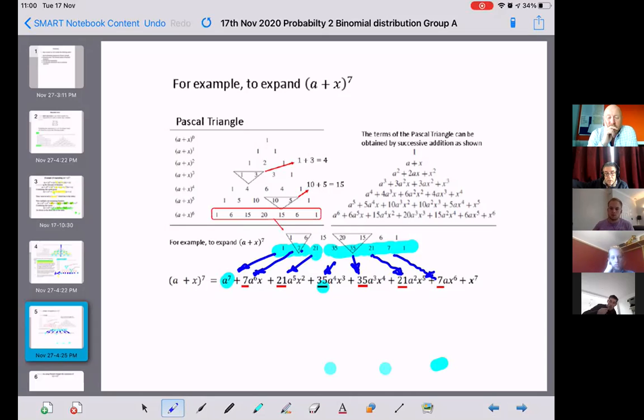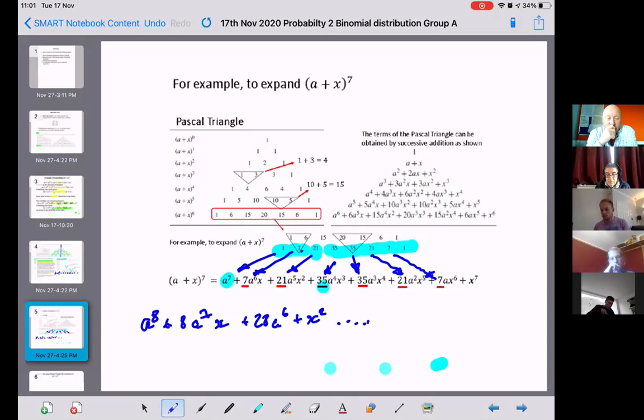Well, you'd have to build the whole thing, wouldn't you? Because you'd start off with a to the 8. Then you'd be joining 7 and 1 together, plus 8, a to the 7 x. Plus 28, a to the 6, x squared. And so on.